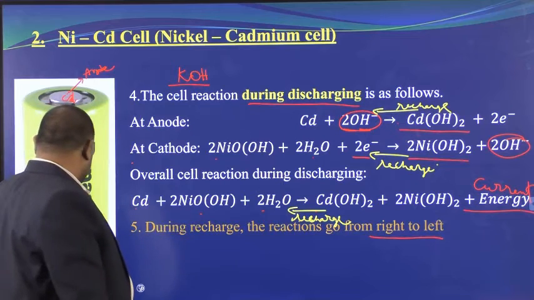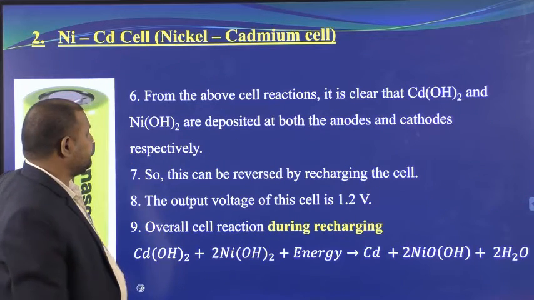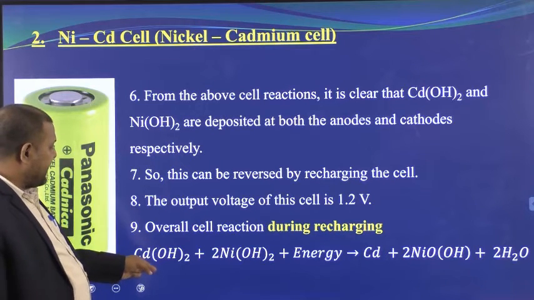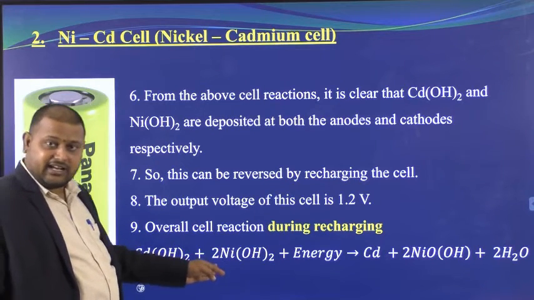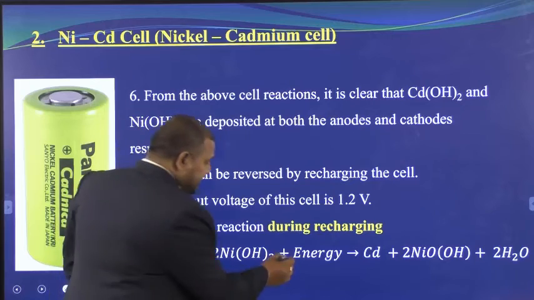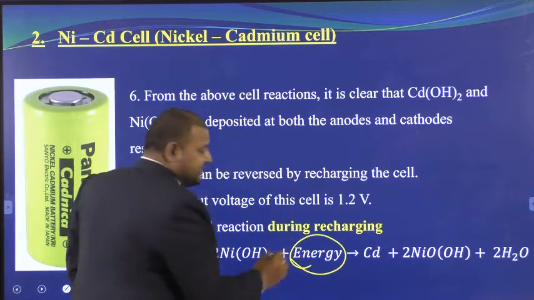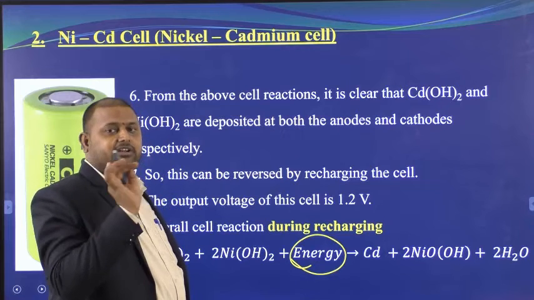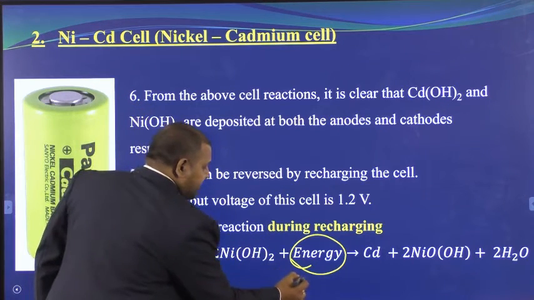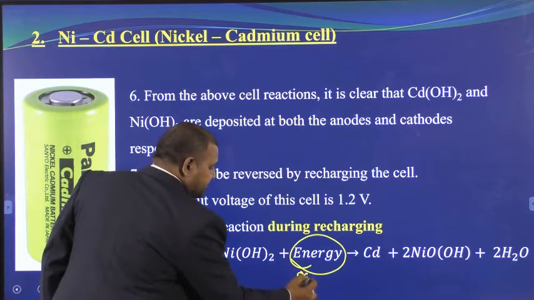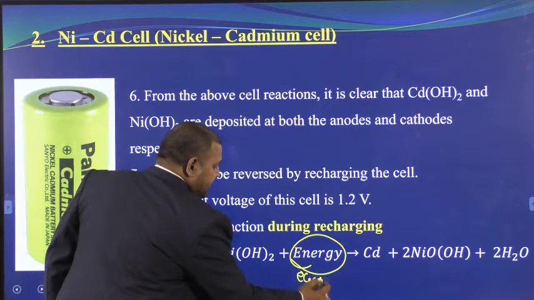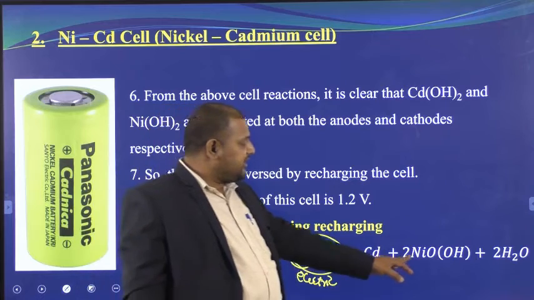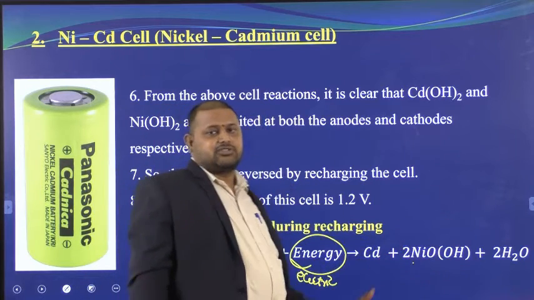So what are the reverse reactions taking place here? You can see the overall cell reaction during recharging will be cadmium hydroxide plus nickel hydroxide plus energy. Where are you getting this energy? This energy you are providing by putting it in a plug and switching it on. So this is also current, electric energy, which you are supplying externally. You get cadmium, nickel oxide hydroxide and H2O.